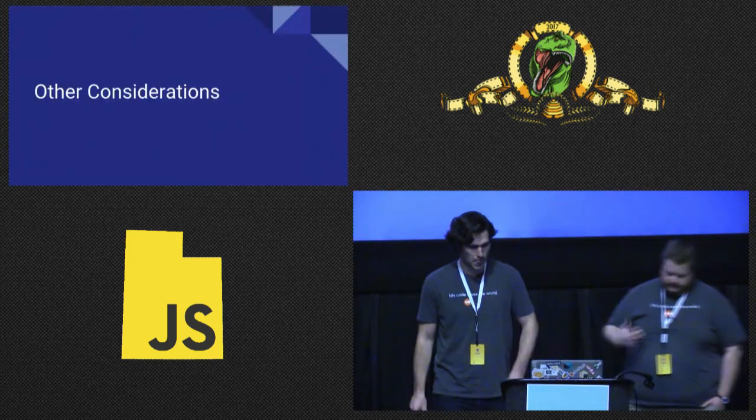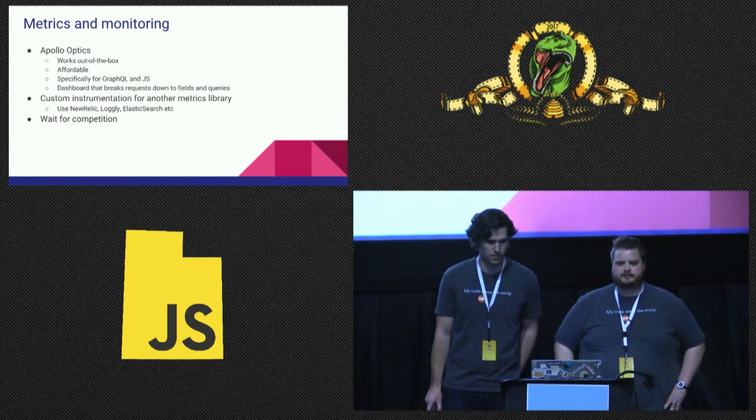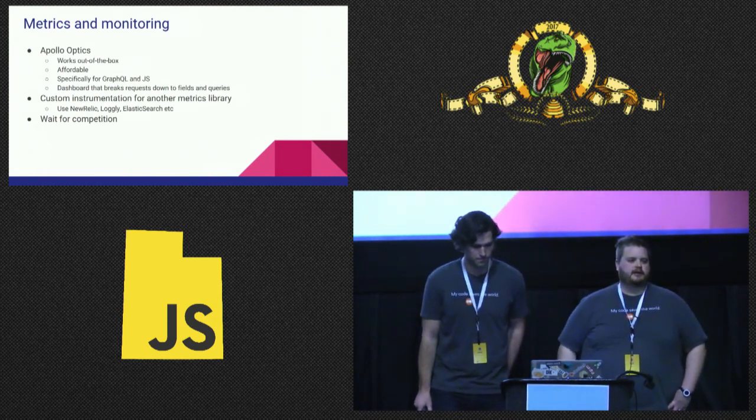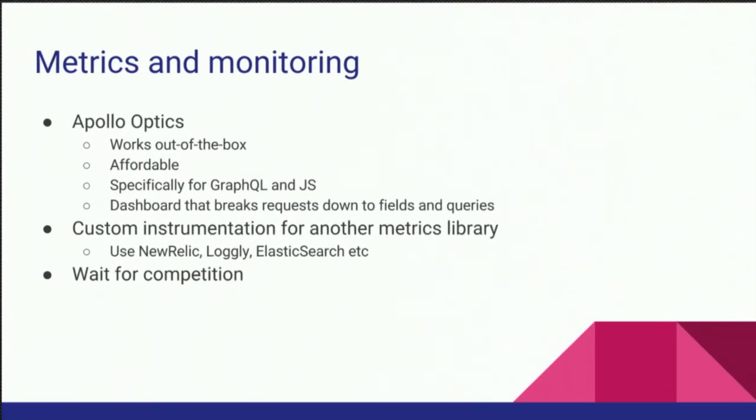So let's talk about some other things that you're really going to need to consider. There's really one big one here, and it's metrics. As you know, the architect, one of the things that I'm interested in is to find out how things are working and why. There's a product that Apollo offers. Apollo is the company that does most of the open source stuff for GraphQL that Facebook doesn't. Their paid service that they're introducing is Apollo Optics. It shows you over time how long it takes to make certain queries. It shows you which fields are taking the longest.